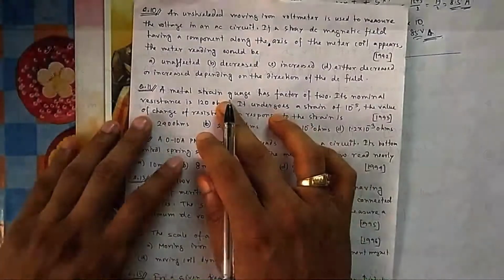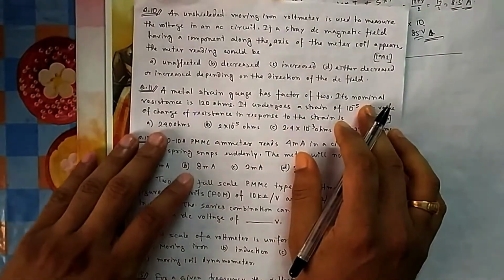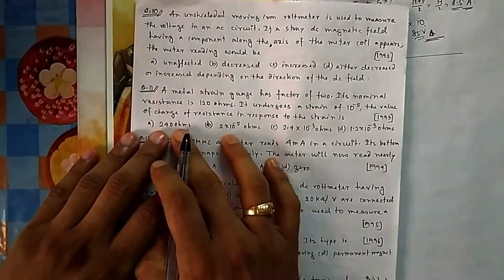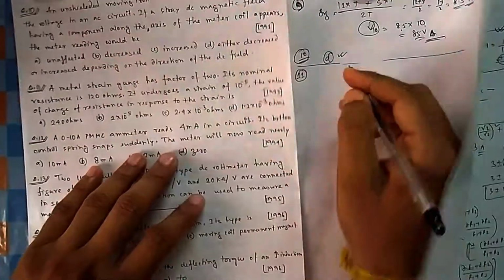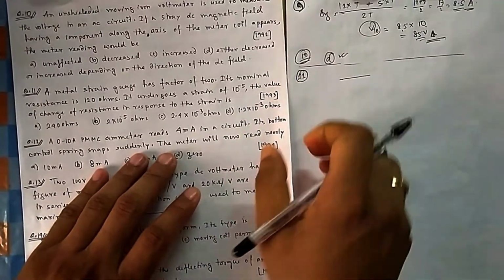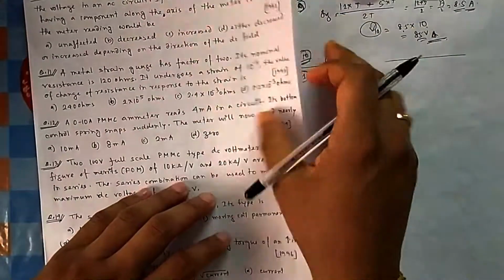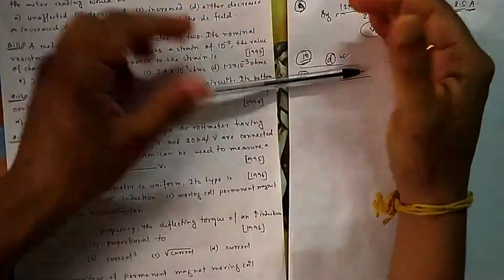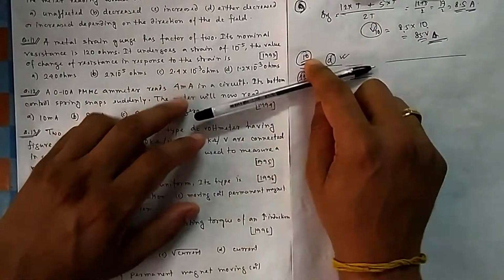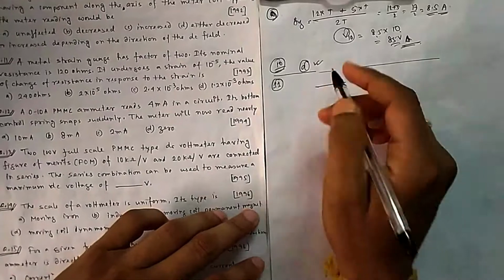If you come to 11, the metal strain gauge has a factor of 2. What is a metal strain gauge factor? The nominal resistance of this undergoes a strain of this, and we need the value of the change in resistance. What is a strain gauge? If you give strain, meaning if you give pressure, the length will change. Suppose this is the length of something, and I am giving strain from both sides, so the object gets strained. If it gets strained, then there is a change in resistance also. That is the strain gauge effect.